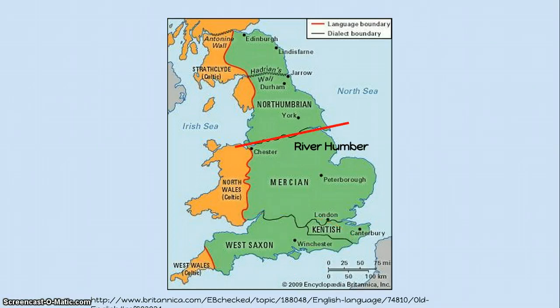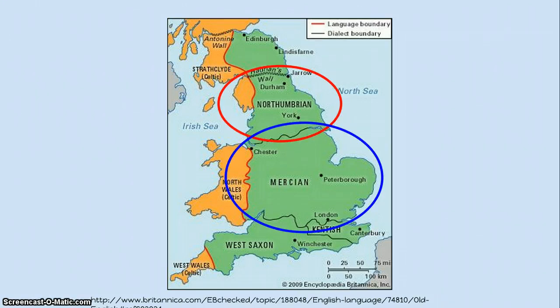The Angles took over much of central England and are a special case in that they have the Humber River dividing their region. As a result of the separation, two speech groups, Northumbrian and Southumbrian, or Mercian, developed in the Anglian-speaking region.